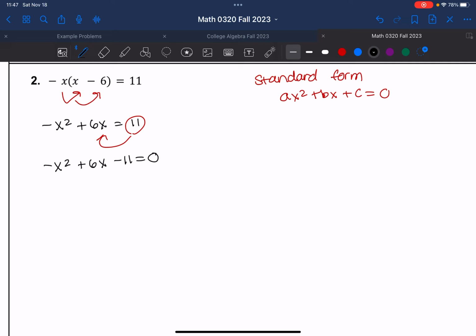Remember, I don't like dealing with a negative in the a value. So what I'm going to do is multiply this whole equation by negative 1, and that's just going to change the signs. So x squared minus 6x plus 11 equals 0. So labeling my a, b, and c, my a value is 1. My b value is negative 6, and my c value is positive 11. Okay. Writing my formula.